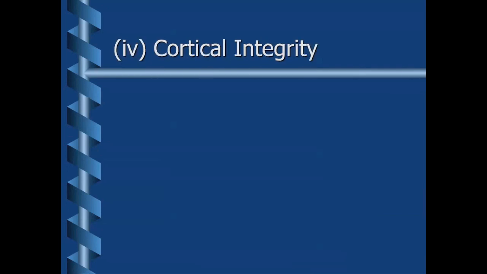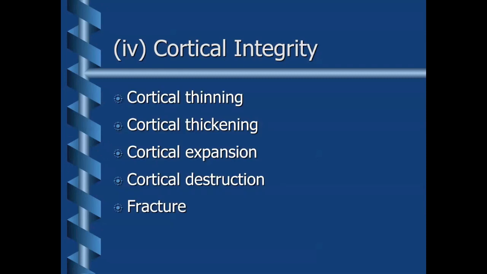The next issue we're going to discuss is cortical integrity, and this just basically relates to what's happening to the cortex. Is there cortical thinning? Is there cortical thickening? Is there expansion of the cortex, destruction of the cortex, or is there a fracture through the cortex? Now, some conditions can be identified by whether the cortex has become thickened or thinned, for example. So this again is really useful information for getting an exact diagnosis.